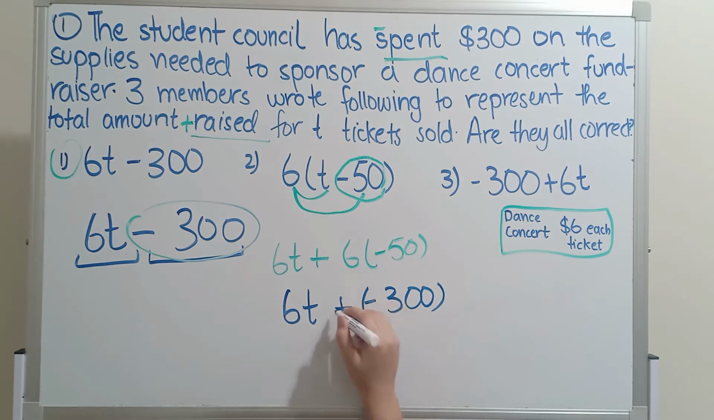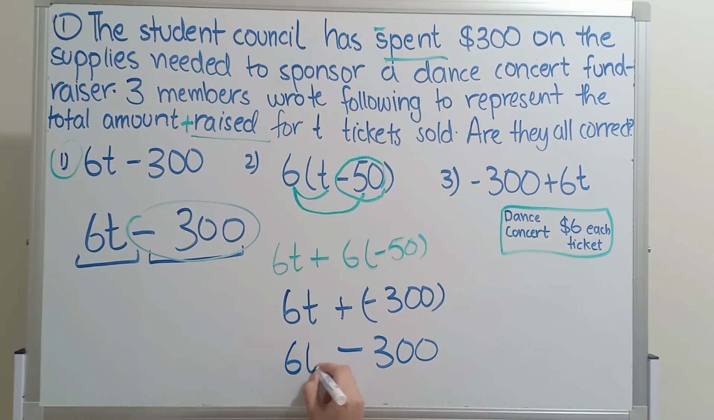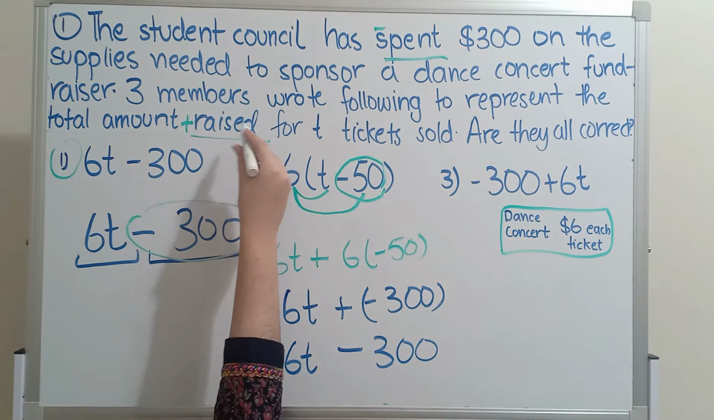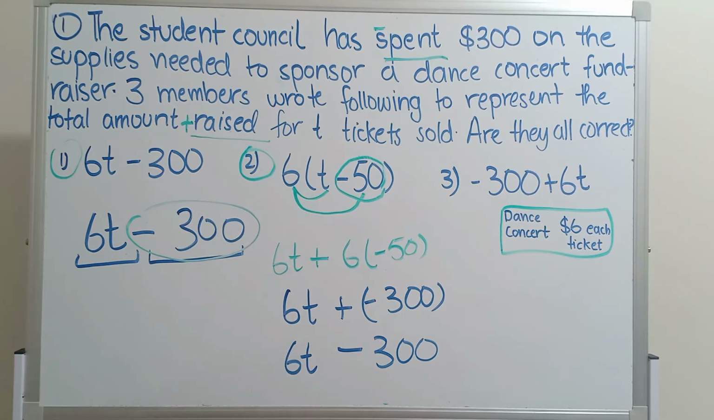Now we have these two signs, and if we have a plus and a subtraction, it will automatically turn into a negative sign. So we have 6T minus 300. And yes, this one is also correct since it ends up the same way as the first one. So the second one is also correct.